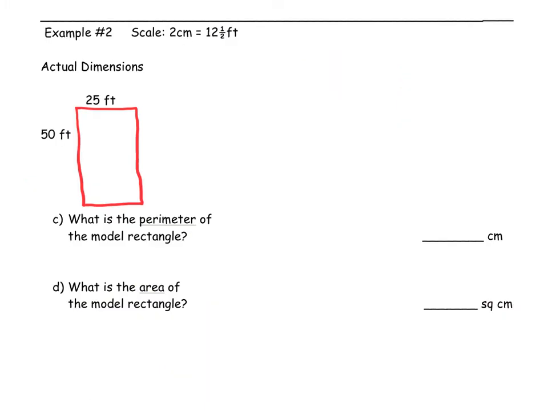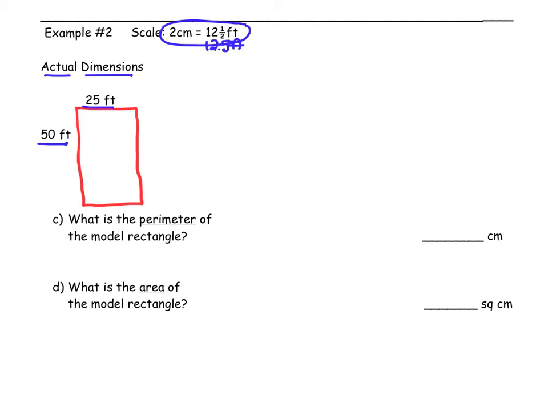In example number 2, we are given the actual dimensions of a rectangle. The length is 50 feet and the width is 25 feet. If we look at the scale that we've been given, it states for every 2 centimeters on paper, it's equivalent to 12.5 feet in the real world. Or we could also say 12.5 feet, if we like the decimal version better.